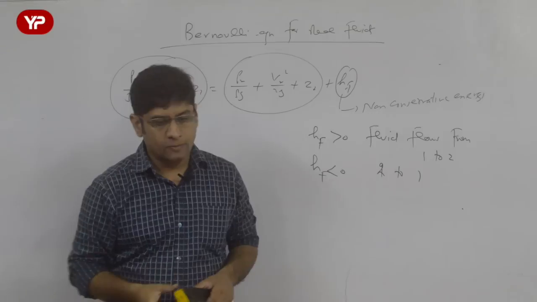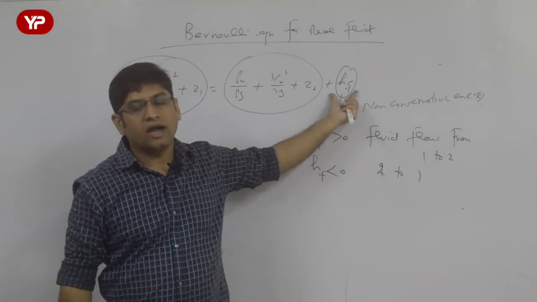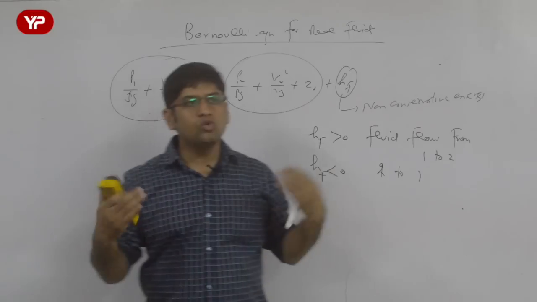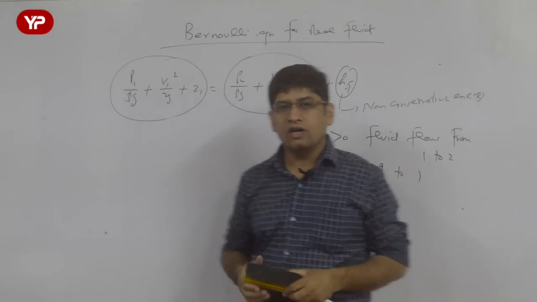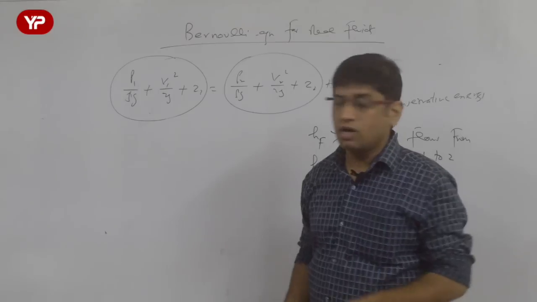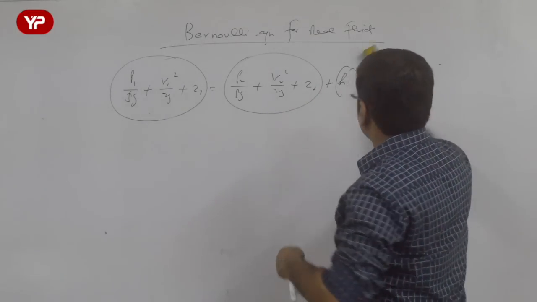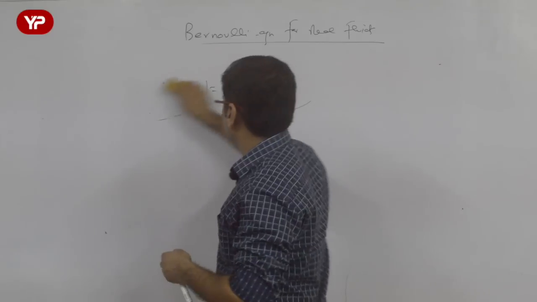So let me summarize now. How to write the Bernoulli equation for a real fluid? You need to calculate the head loss or friction loss. How to know the direction of fluid flow? You need to calculate the conservative energies at two sections, see where it is more, and the direction of flow is from high conservative energy terms to low conservative energy terms.